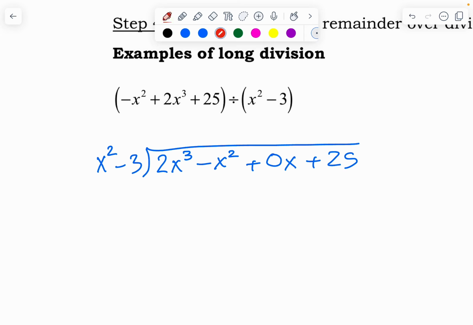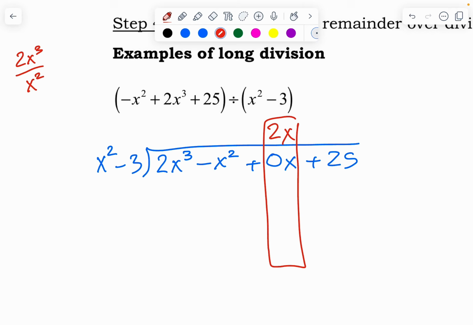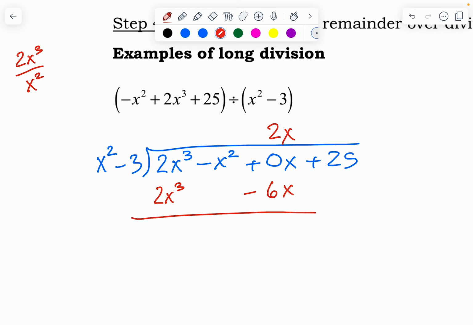Okay, and so I begin by saying, what is 2x cubed divided by x squared? Well, that is 2x, and I like to write it in that column where this whole column here will be just my terms with x. Okay, so then I'm going to multiply it back, and I'm going to get 2x cubed, and I'm going to get a minus 6x. Okay, and so then what happens? I have to subtract. This is gone. I have this negative x squared that I have to bring down, and a plus 6x, and a plus 25. And now I'm doing a negative x squared divided by this positive x squared out front, and that gives me a negative 1.